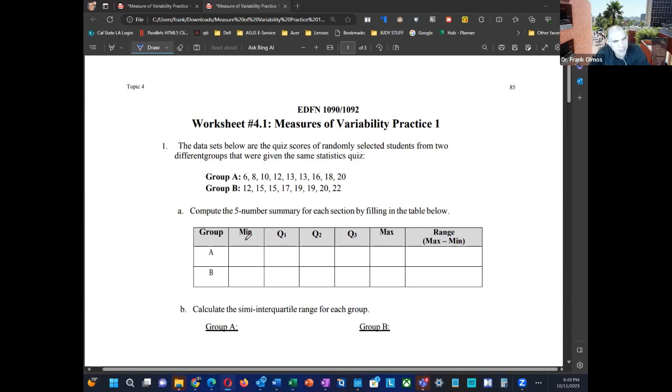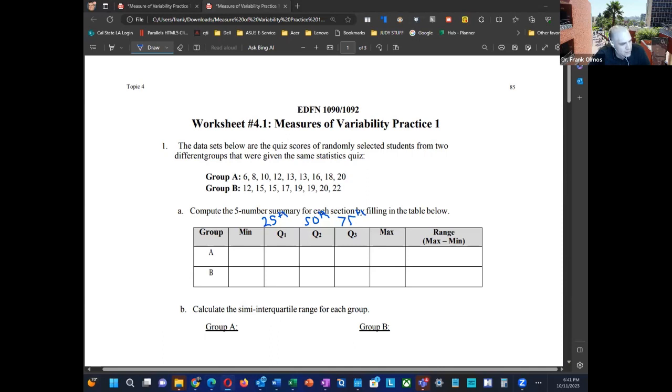Q1 represents the 25th percentile. Q2 is the 50th, which is really the median. Q3 is the 75th. You may be asking, how do we get this? If you know how to do the median, remember those good old days of computing the median, this is going to be helpful. So let's start with group A.